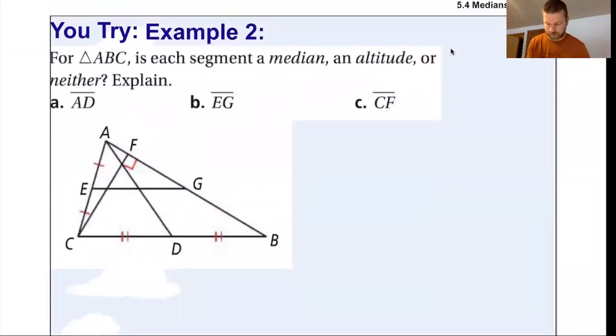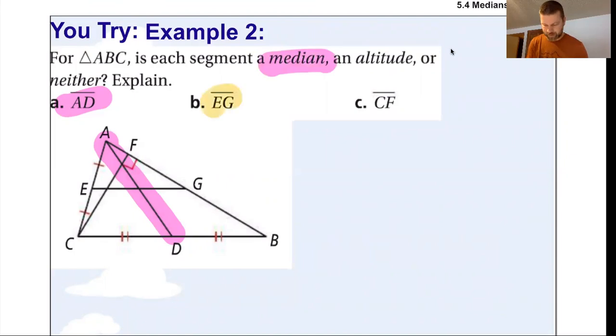So for triangle ABC, so this big triangle here, ABC, is each segment a median, altitude, or neither? So it's just asking me again. So here's AD. So AD goes from here to here. So I'll let you think of that. Is that a median or an altitude or neither? If you said median, you are correct. AD is a median of my triangle.